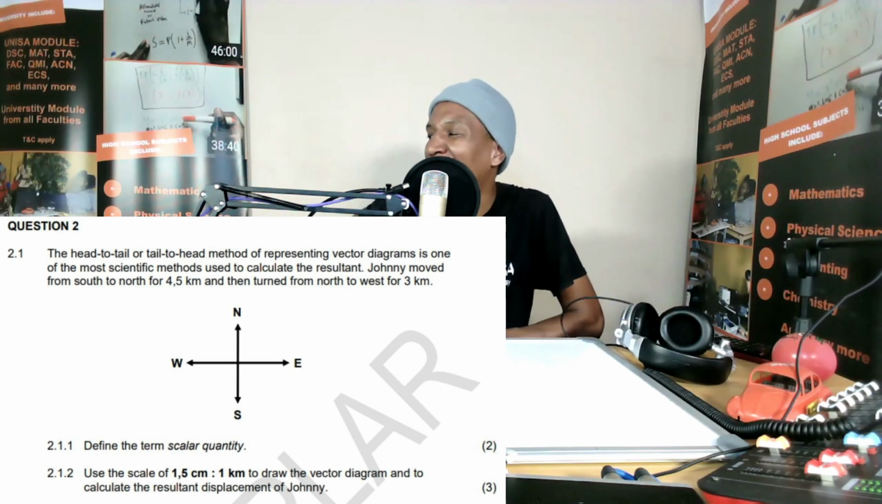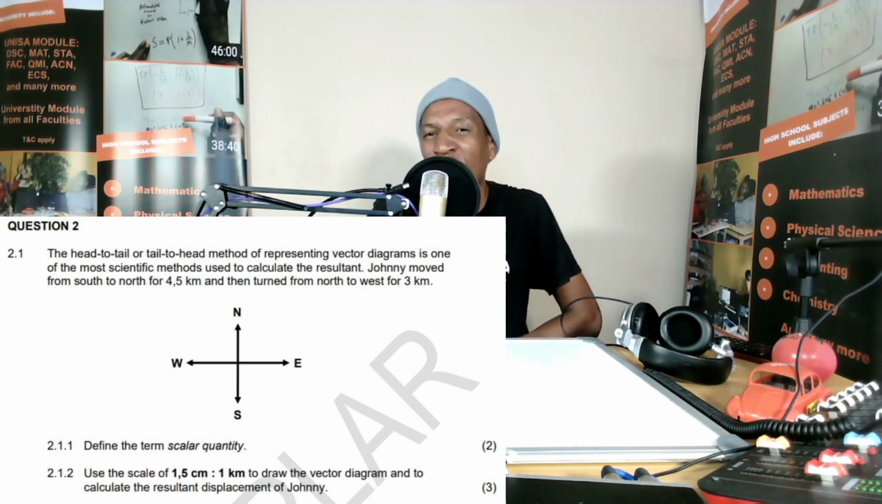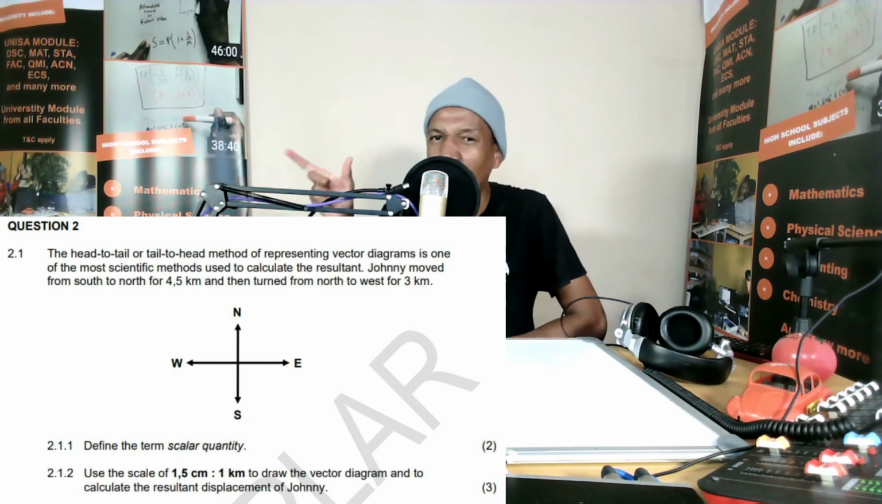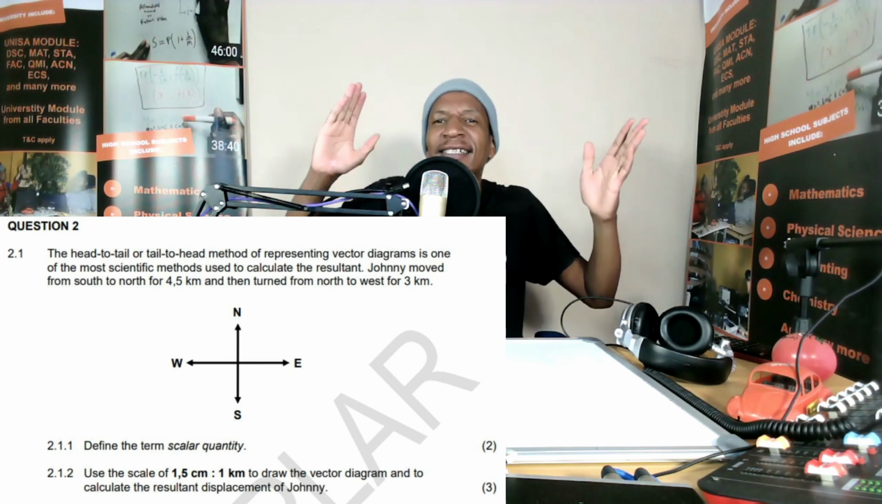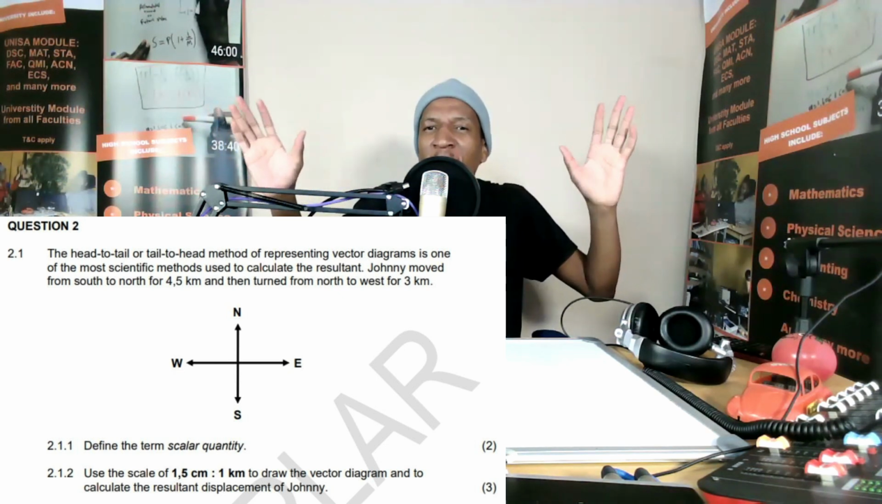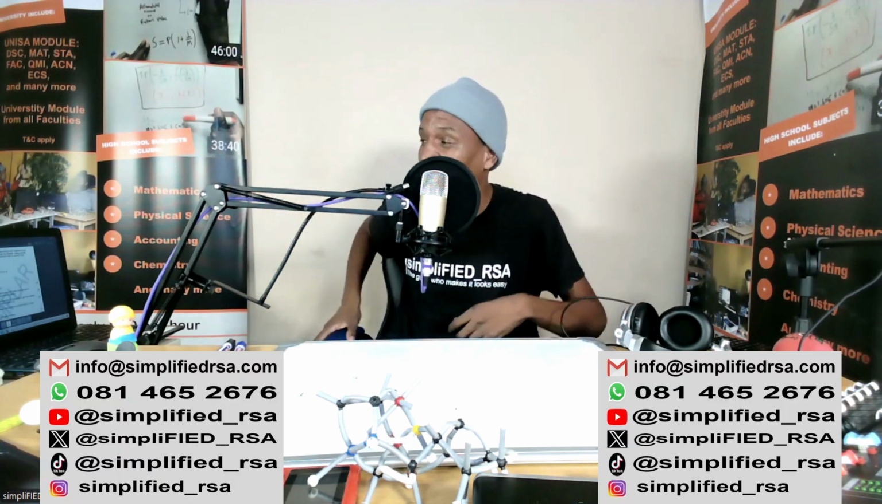2.1.1, we are required to define the term scalar quantity. I just mentioned that a scalar quantity is a physical quantity whereby we only care about the magnitude. We don't really care about the direction. An example would be distance. Distance and displacement are two similar concepts, but with distance I only care about the quantity, whereas with displacement I care about the direction as well. It will make sense as we go deeper with the question.